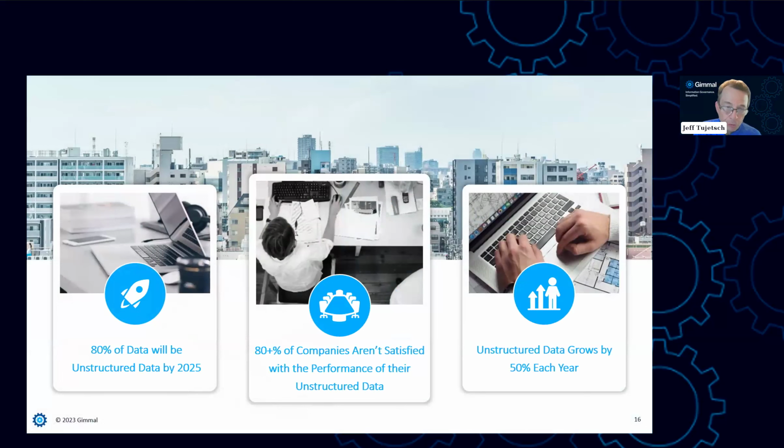Here's some startling numbers. So look at that. 80% of data will be unstructured by 2025. And then go to the last slide. It's growing 50% every year. So once again, if you're one of the companies that aren't satisfied, well, you're not alone. I have talked to many companies that say we need to get our arms around this problem because it's just getting worse. So just be aware that this is the best time to do this.